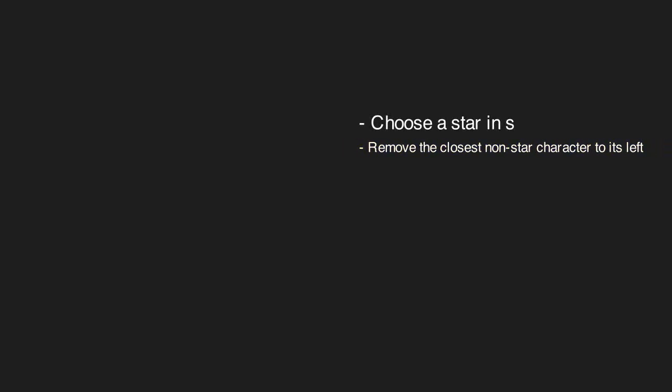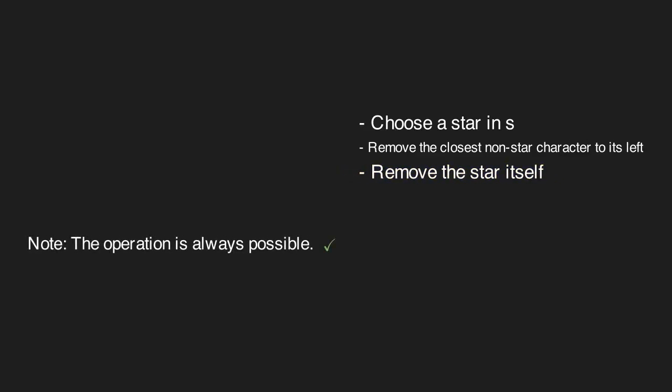Let's carefully analyze the core operation allowed. The problem states, choose a star in the string, remove the closest non-star character to its left, as well as remove the star itself. We must repeat this until all stars are gone. Crucially, the constraints guarantee that the operation is always possible, meaning we will never try to delete a character when none exists to the left.